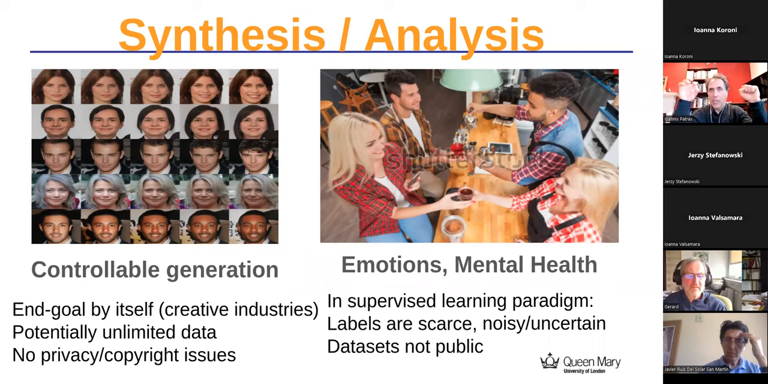Now, finding large-scale datasets that are labeled, that are annotated, is very hard, because manual annotation is a labor-intensive process, and it is also noisy. The labels that you produce can be noisy, can be uncertain. Also, there are issues with the datasets. They're usually not public because there are privacy constraints, because there are copyright issues.